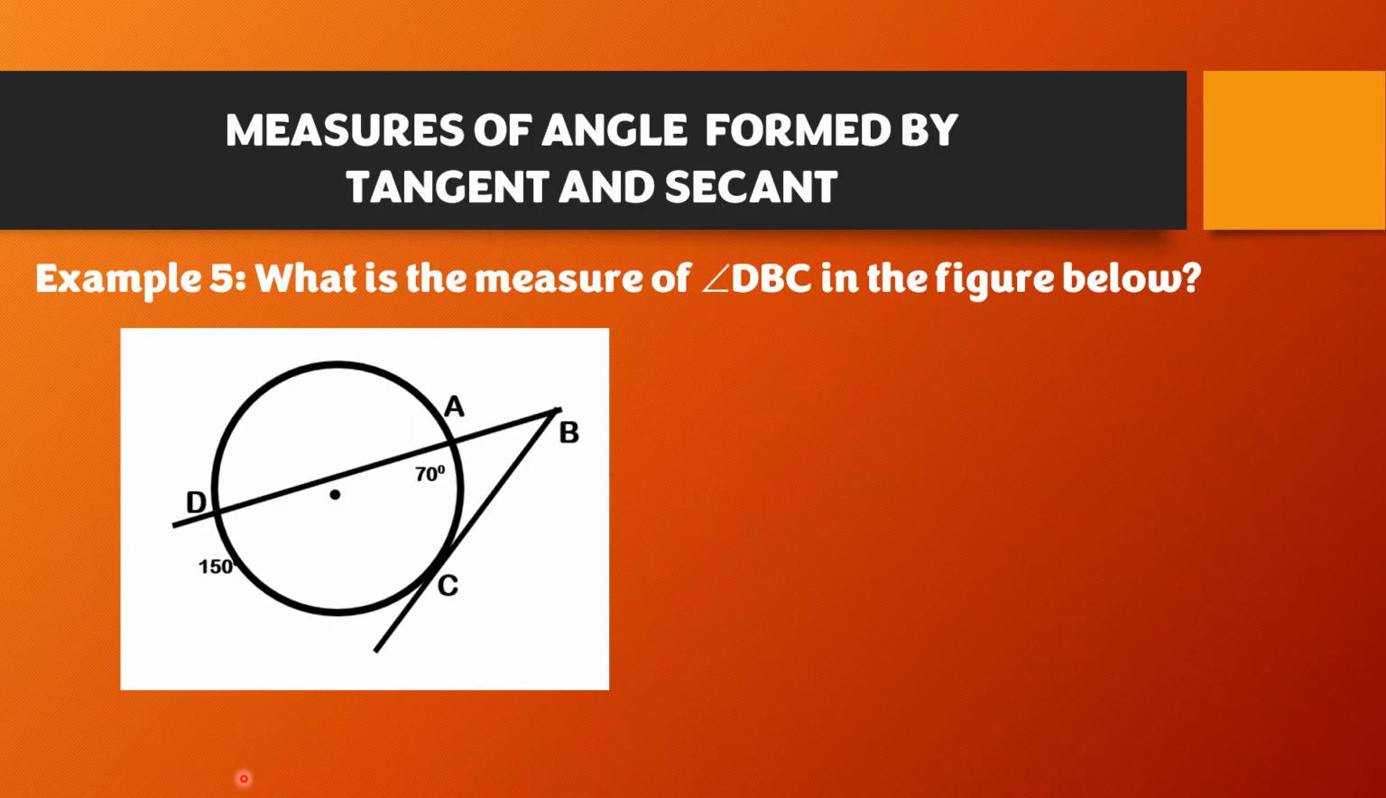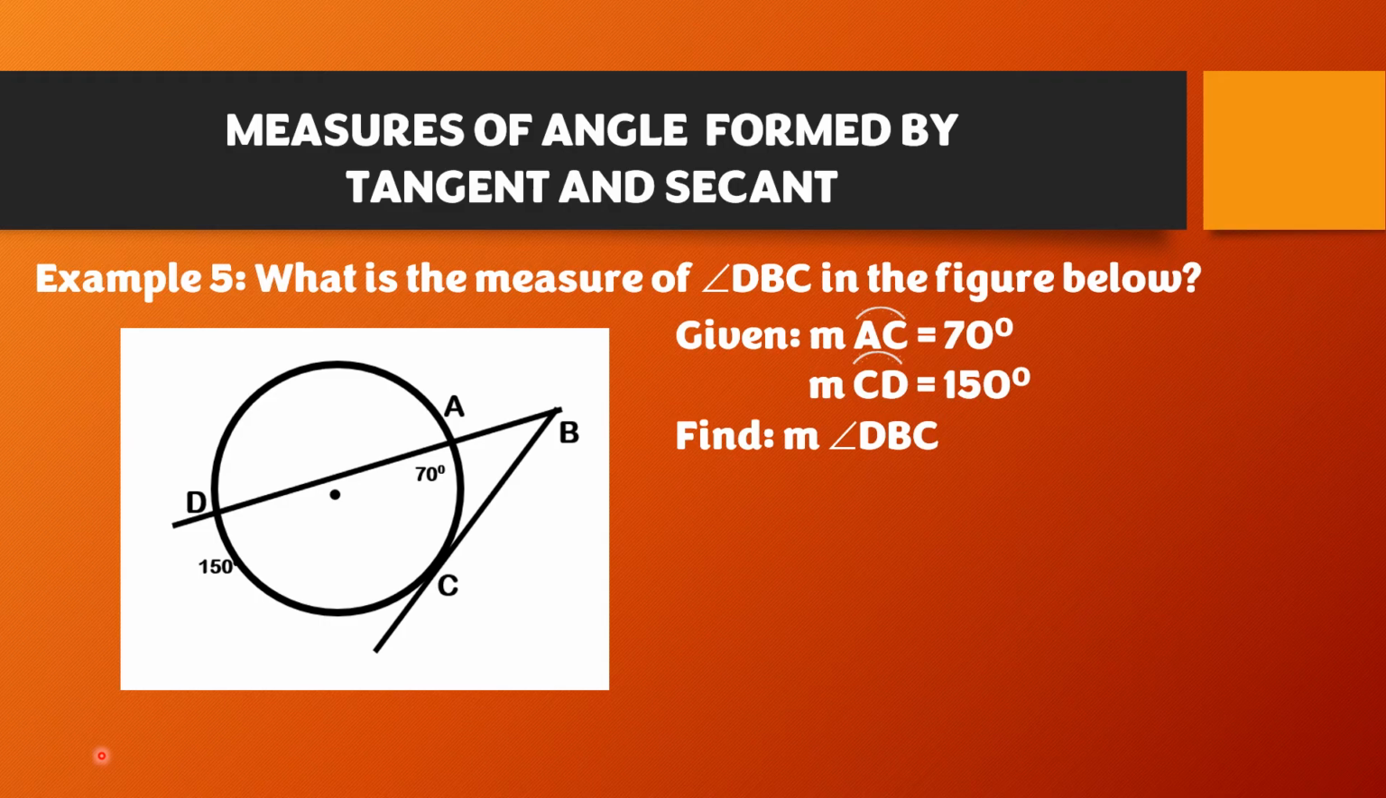Another example, example number 5. What is the measure of angle DBC in the figure below? We have arc AC equal to 70 degrees, and arc CD is equal to 150 degrees. So we're going to find the measure of angle DBC.